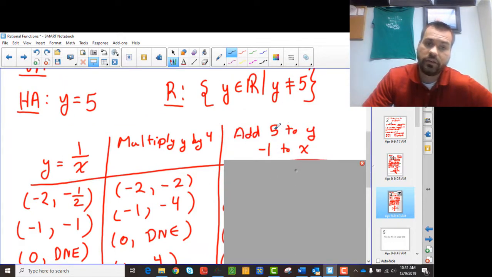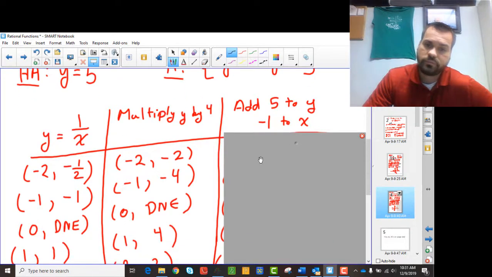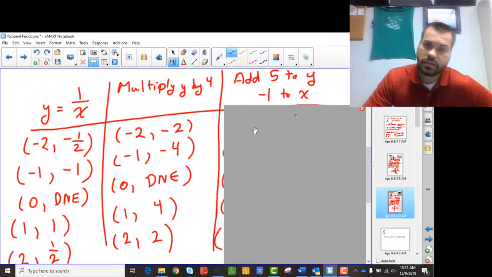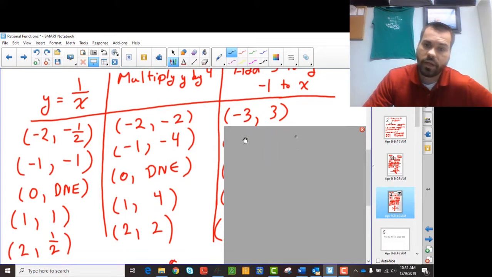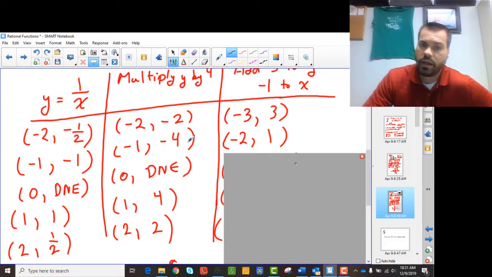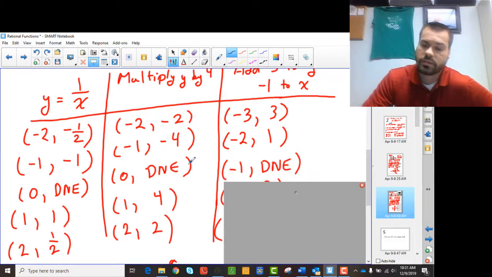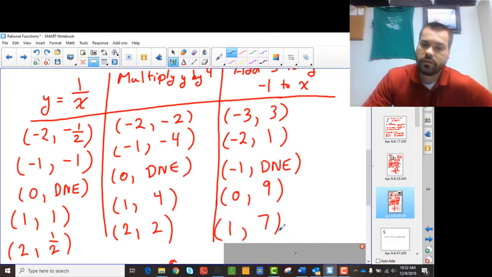So we're going to add 5 to y, because y gets k added to it. And then we're going to add -1 to x, because x gets h added to it. So -2 minus 1 is -3, and -2 plus 5 is 3. And then we just go all the way down. We get -2 and 1 when we add -1 and add 5. And then again, that does not exist. That's just our asymptote. It's following through. So all we're changing is the x value. And then we get 0 and 9 and 1 and 7.